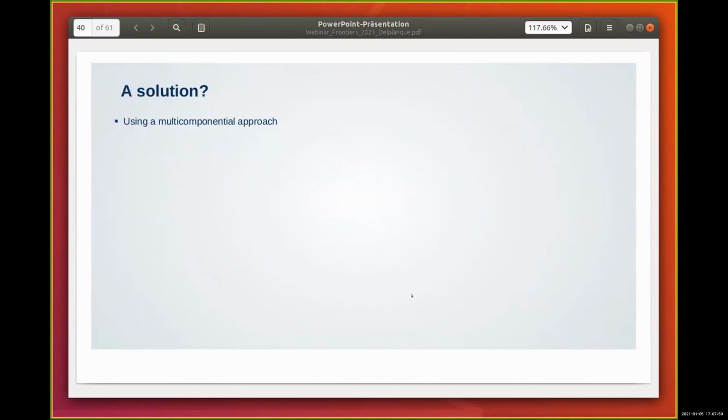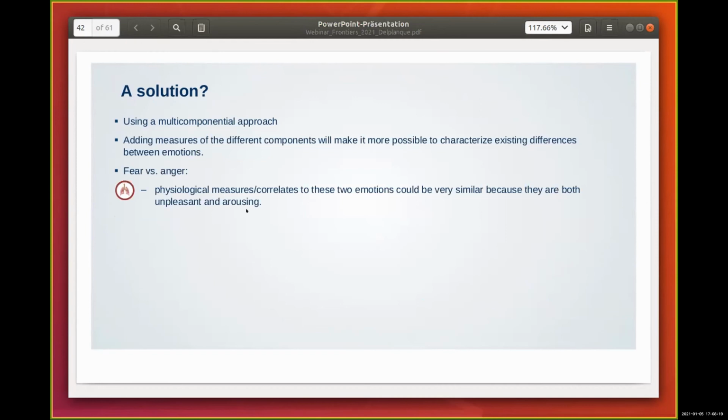Do we have a solution? I would say that we have to go beyond the simple measure and use a multi-componential approach. What is a multi-componential approach? In fact, it is adding measures of different components, which will make it more likely to characterize existing differences between emotions. Let's take one example. If you take physiological measures to characterize fear or anger, you will probably not see any difference between those two emotions. Why? Because fear and anger are both unpleasant and arousing, and physiology is really sensitive to pleasantness and arousal, but you will not see differences between fear and anger.